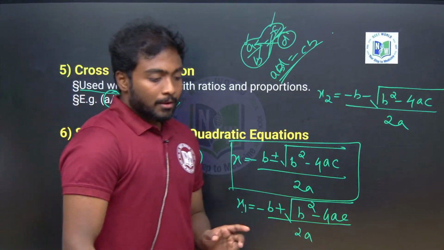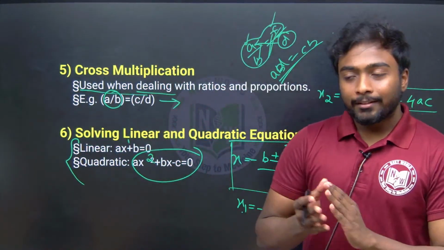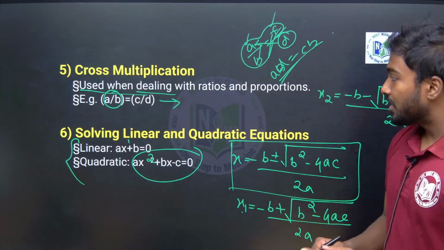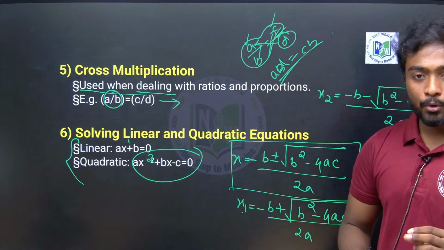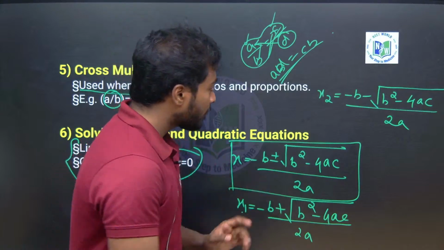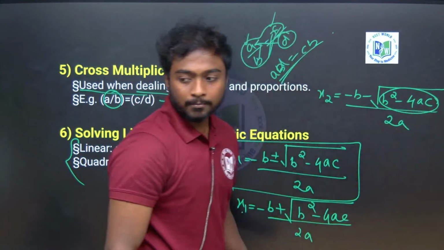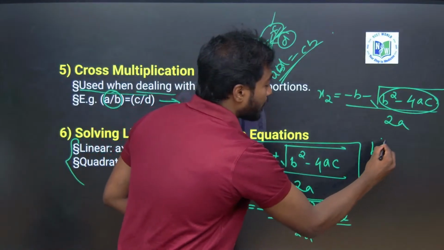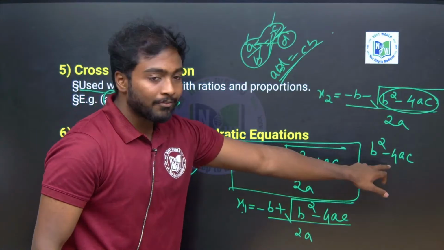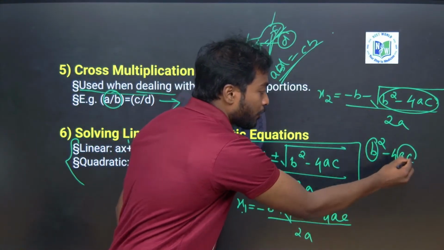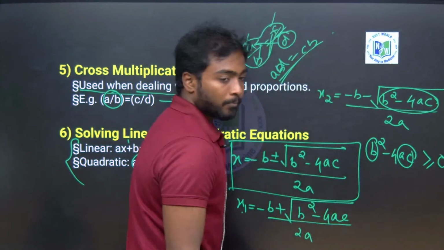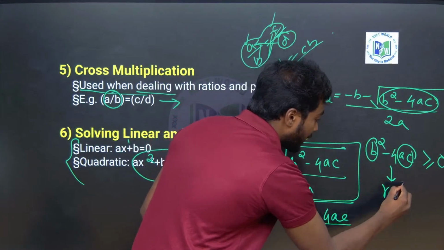One more thing, like in up to 10th class maths, you have seen what real roots and imaginary roots are. Mostly the questions will be on real roots only. If you have doubts about whether it is a real root or imaginary root, take this b square minus 4ac, substitute the values, like b is constant, a and c are also constants. If it is greater than or equal to 0, it is a real root.